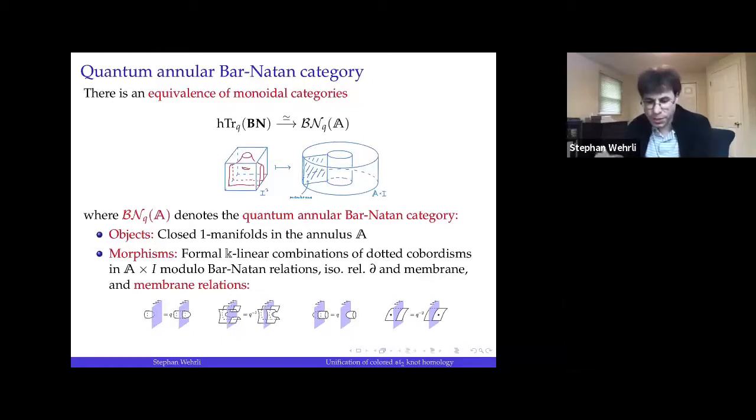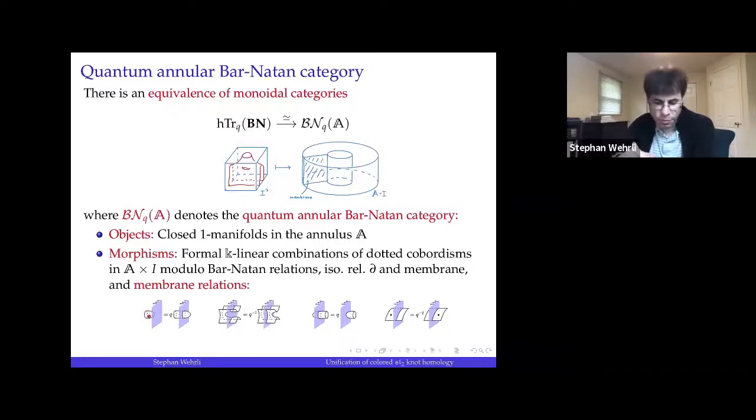So what's the quantum annular Bernoulli category? Well, you look at the thickened annulus A cross I, and in this annulus, you consider such a square, which I call a membrane. And now the quantum annular Bernoulli category has the following objects and morphisms. So objects are just resolutions on the annulus, so closed one manifolds, and morphisms are formal linear combinations of dotted cobordisms in the annulus. As usual, you consider them up to the Bernoulli relations, but now you also impose membrane relations, and this relation tells you what happens when you push a portion of your cobordism to the membrane.